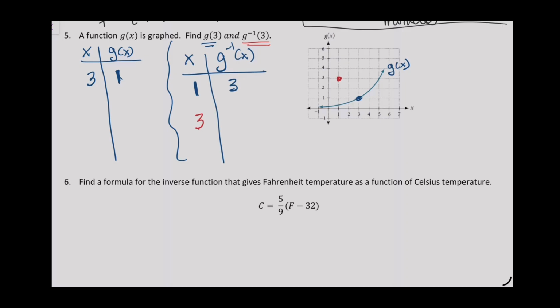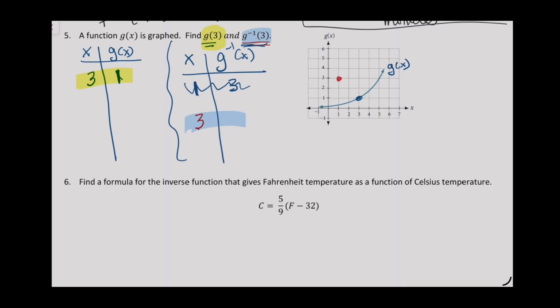I answered this question. I did not answer this question. Okay, well, how do we find it? Well, let's go back to the original problem. This is not what it was asking. It was asking for this one.